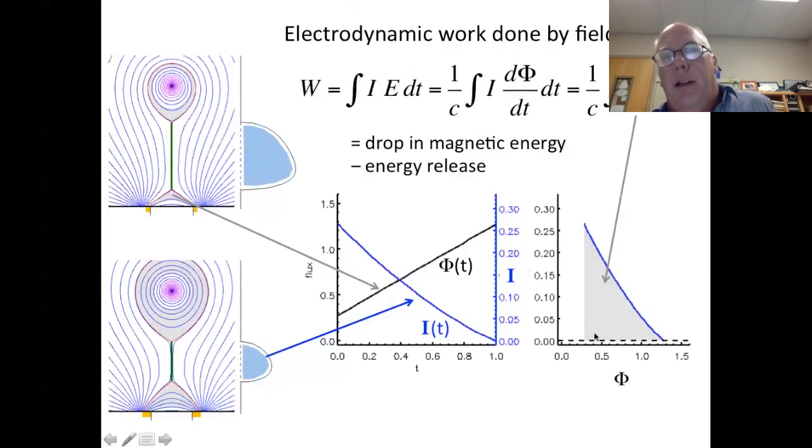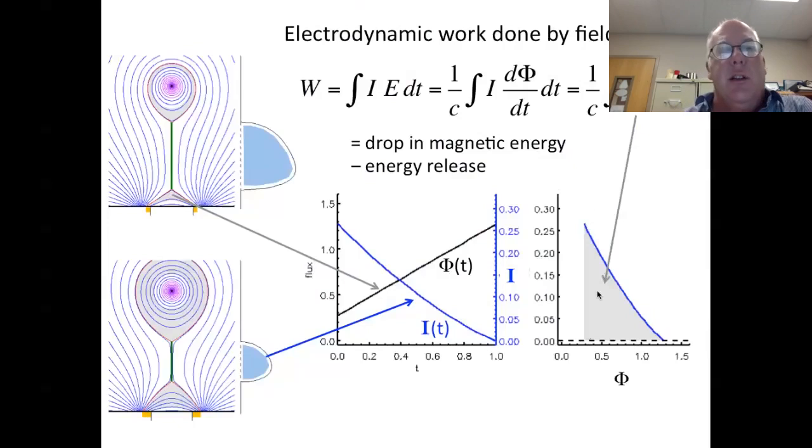So basically, if instead of plotting I and phi as a function of time, I plot I as a function of phi, then I get this blue curve. It starts off at the same place and it falls to 0, and then I get this gray area. That gray area is simply the amount of work done by the magnetic field, the electromagnetic work done by the magnetic field on something. It's the energy released. So that sort of answers the question right there.